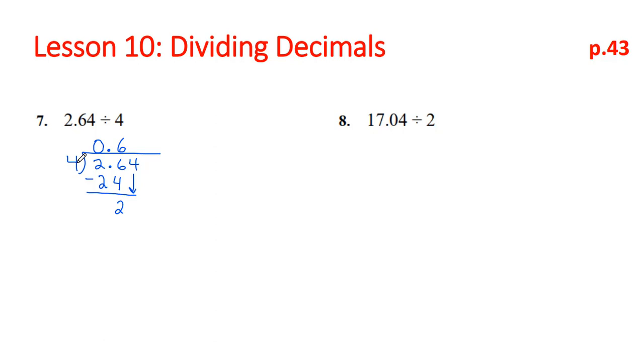And I bring down this 4, and I'm ready to repeat. 4 goes into 24 6 times. 6 times 4 is 24, so I'm left with the 0 remainder. 0.66 is my quotient.